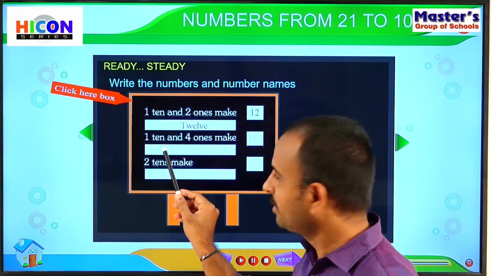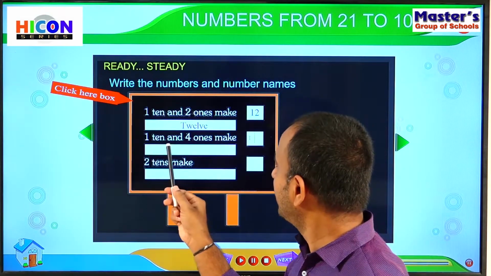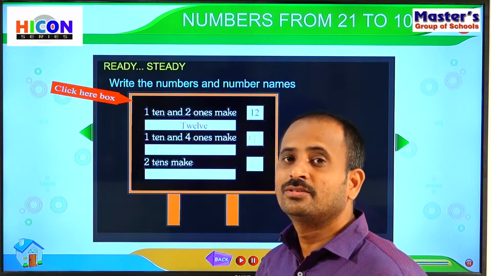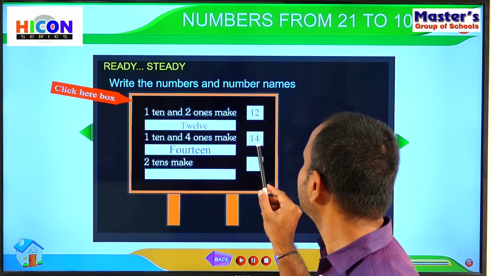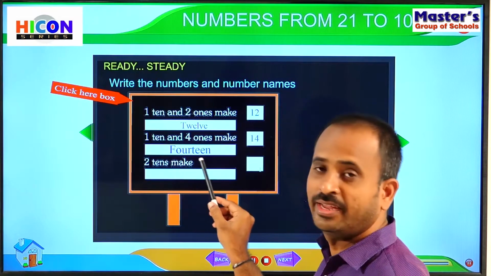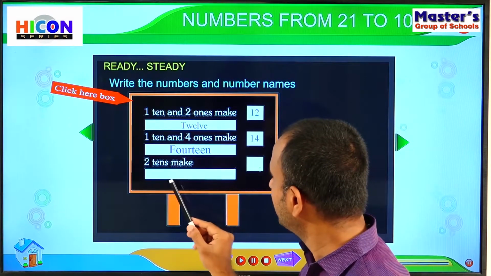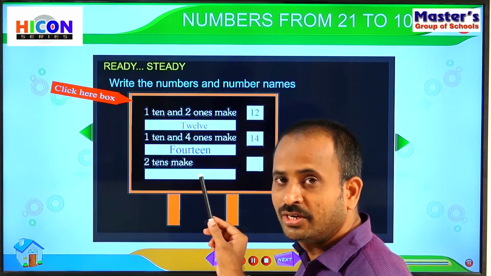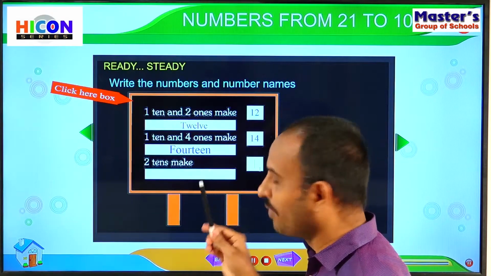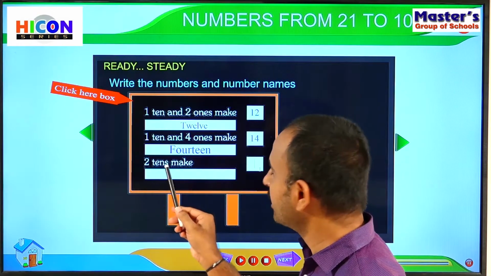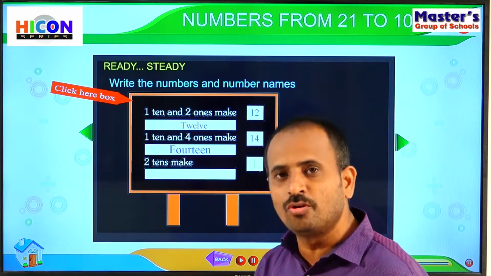Let us see the next one. There is 1 ten and 4 ones. What number does it make? If there is 1 ten and 4 ones, you will form 14. Write 14 in this box, and it is read as fourteen. So the number name for this is fourteen. See the last one: 2 tens make. Children, observe carefully. There are only tens, but there are no ones. How many tens are there? 2 tens are given. But how many ones are there? That is 0 ones.